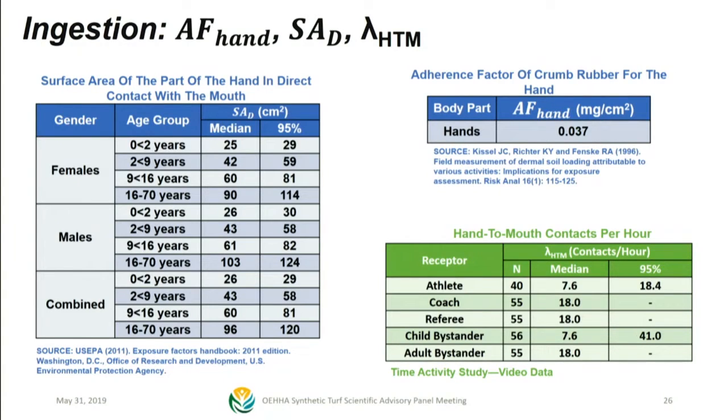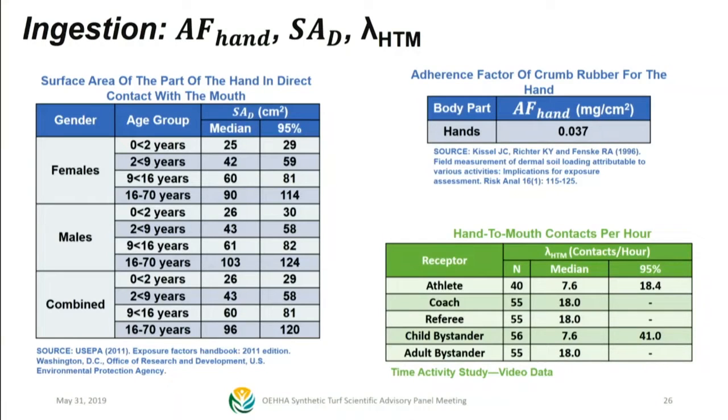For athletes and young bystanders, the values were derived from video data of soccer players and archived video footage of young children playing outdoors on natural turf. It is anticipated that playful behaviors on natural turf would be similar to those on synthetic turf, so these values would reasonably represent the exposure that children may have.